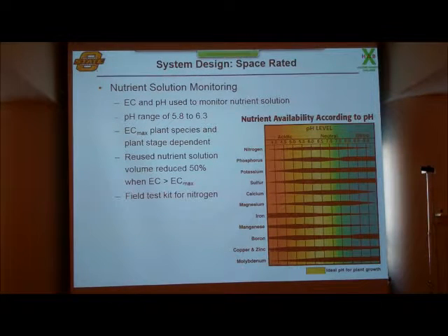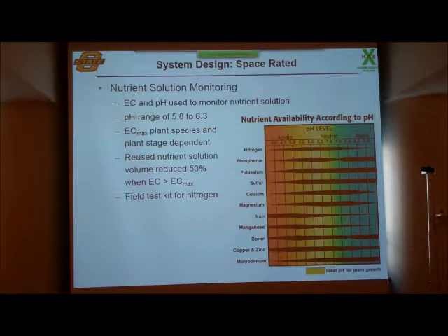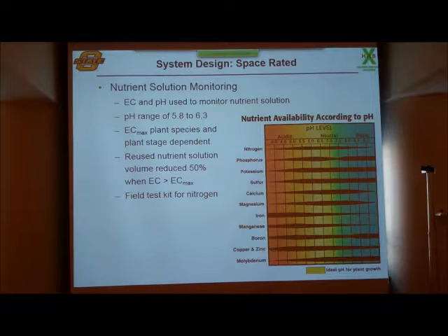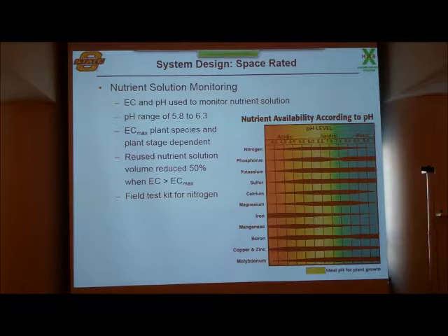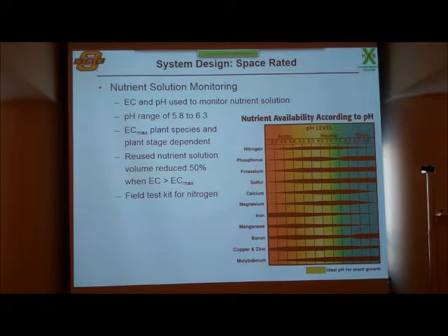And as we monitor our nutrient solution, we will be looking at the electroconductivity and the pH. So this gives us a basic idea of the composition. Electroconductivity tells us about the salt levels in the solution, and the pH tells us where we are with respect to anions and cations. So in this graph in the lower right, you can see the nutrient availability to the plants based on pH for these different nutrients that are needed. And so what we found is we can optimize nutrient availability between a pH of 5.8 and 6.3. So we want to maintain our pH between these values to ensure that our plants can utilize them.